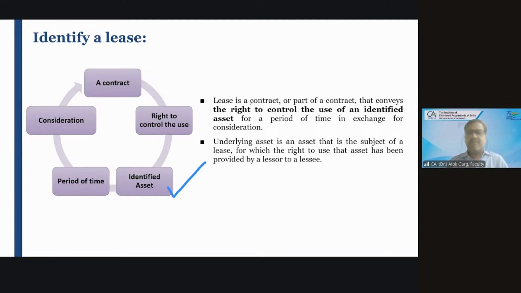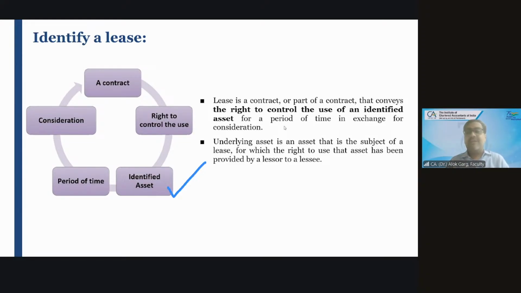Yes, sir. That space is not an identified asset. Why? Because the airport authority has a right to replace. Today you will find the Air India counter at gate number 4. Tomorrow you will find it at gate number 5. So the point is the lessor has a practical ability to replace the asset. If the lessor has a practical ability to replace the asset, you will not call that asset an identified asset.